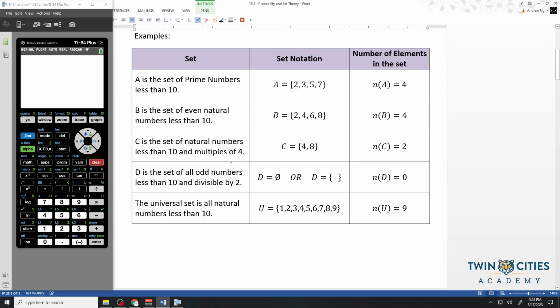2 items there. D is the set of all odd numbers less than 10 and divisible by 2. Well, in order to be odd, it can't be divisible by 2. Therefore, I would say that D is the null set, or an empty set. There's nothing there. So there's 0 items. And the universal set that we've been talking about here might be the natural numbers less than 10. So the universal set is 1, 2, 3, 4, 5, 6, 7, 8, 9. And then there's 9 items in the universal set.